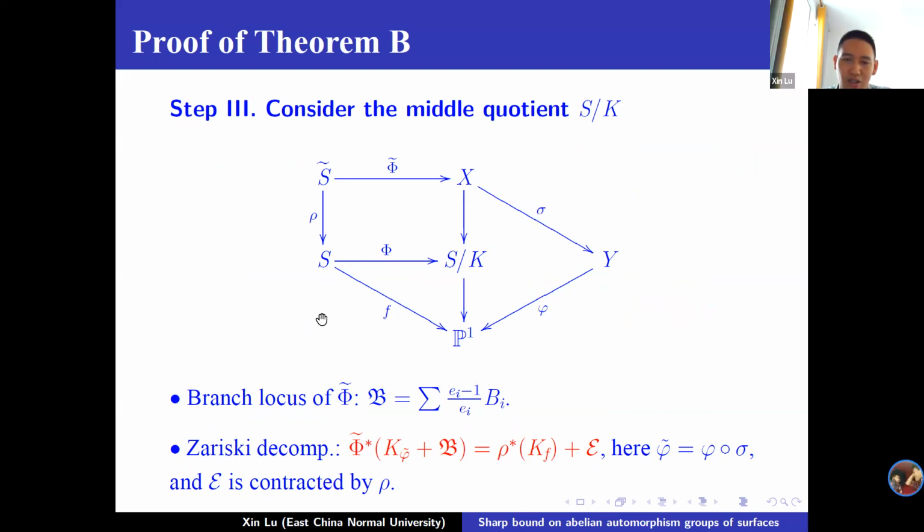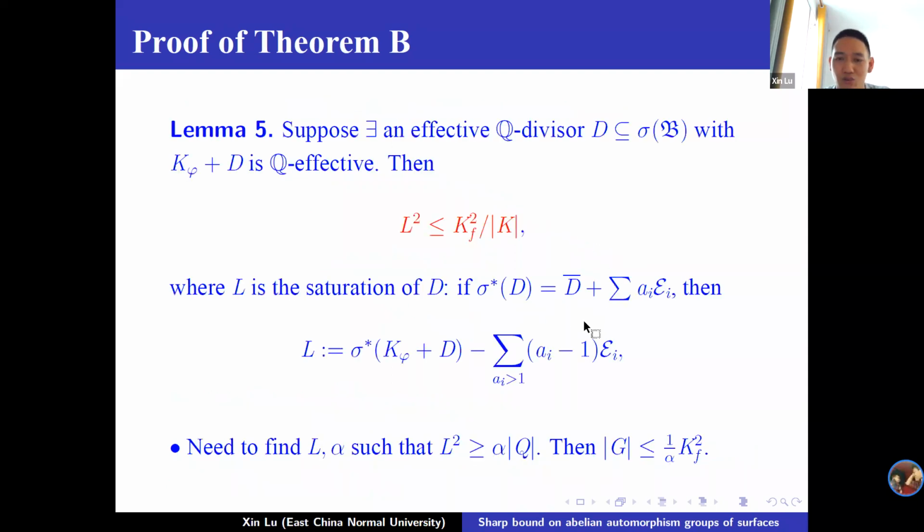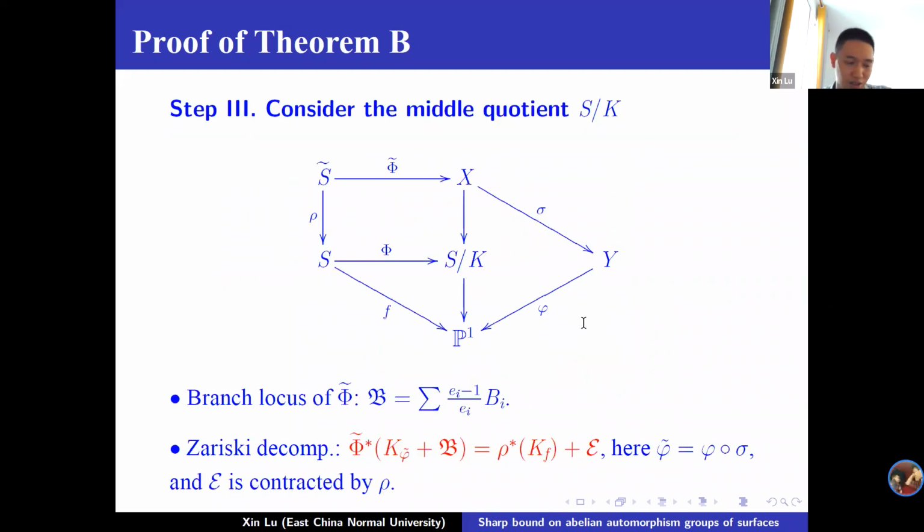And we consider this middle Cauchy, and then we will decompose this computation in several cases. Here X is just the desingularization, and here sigma is just the contraction of X to some relative minimal model. Here Y is the new fibration over P1, and based on the properties of Y, we will finally get what we need here.